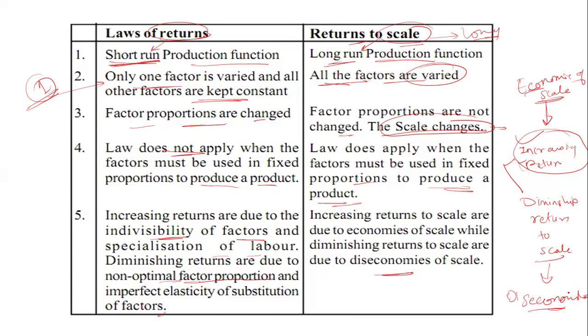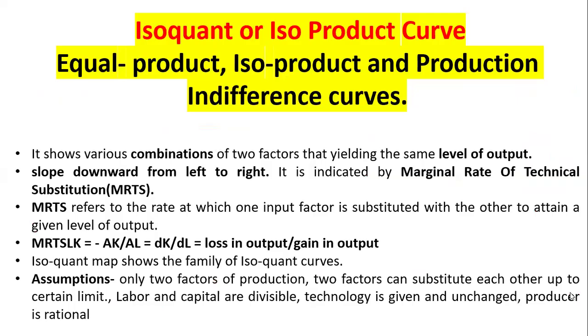Okay, now let's start with the main factors, which are important for your examination: the isoquant curve, which also has other names, such as equal product curve, isoquant product curve, and production indifference curve. So these are the names of the isoquant production curve.